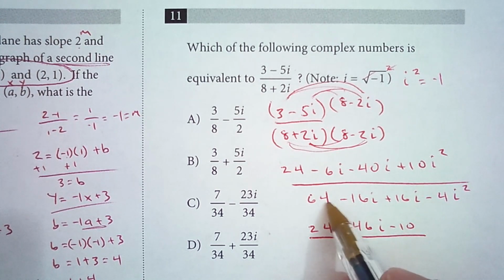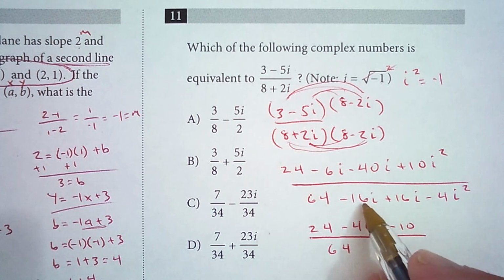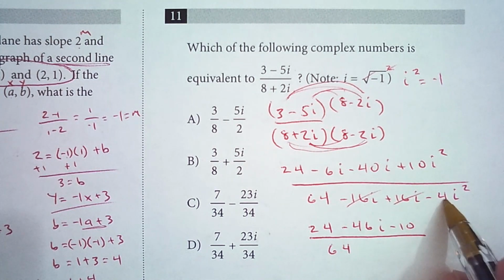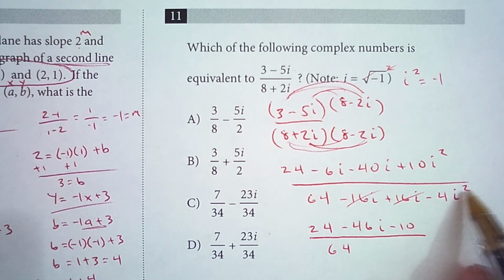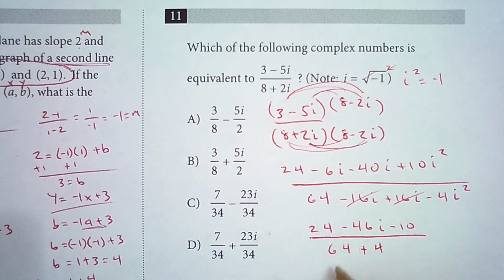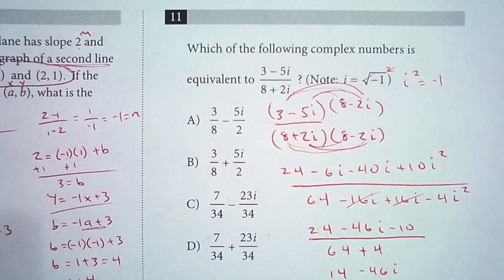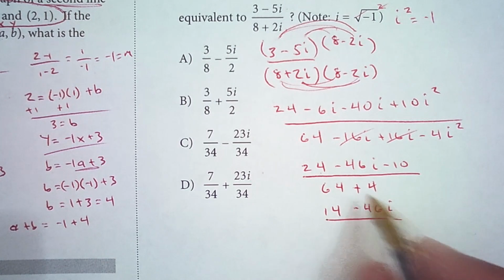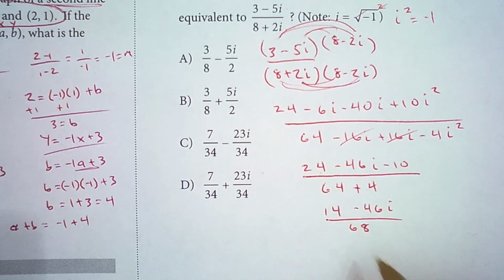Then in the denominator, we have 64 minus 16i plus 16i. These cancel. And then minus 4i squared, so that's minus 4 times negative 1, or plus 4. Okay, so a little more simplifying. We have 24 minus 10, that's 14. Then we have minus 46i. Then in the denominator, we have 64 plus 4, that's 68.